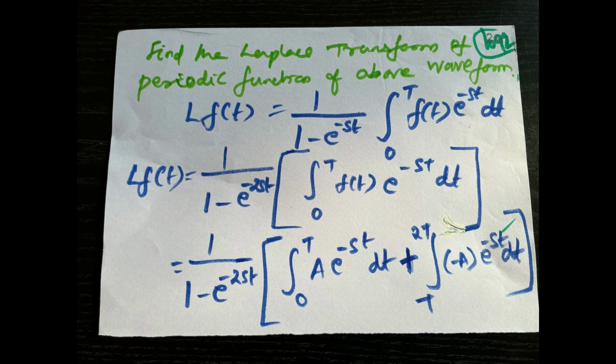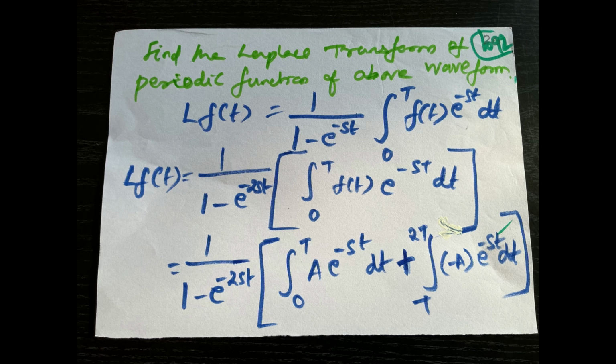The Laplace integral is split into two parts, 0 to T and T to 2T. So L of f of t is 1 divided by 1 minus e to the minus 2sT, times the bracket of the integral from 0 to T of a e to the minus st dt plus the integral from T to 2T of minus a e to the minus st dt, minus for the lower side waveform. That is the full waveform obtained from 0 to 2T. So the formula is split into that format.